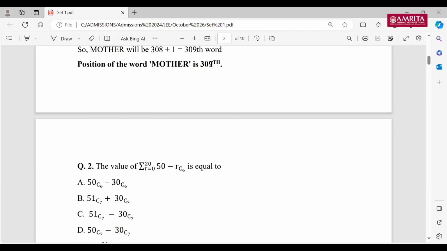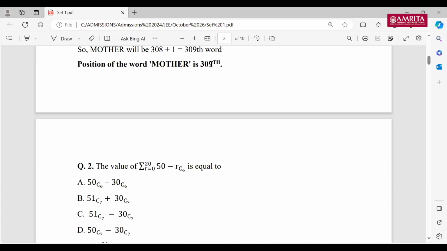Okay, now coming to the next question: the value of sigma r equals 0 to 20, 50 minus r C 6 is equal to. This is also a previous year JEE question, and most of the time, questions of the same, or I would say a little lesser level, come in our entrance exam.